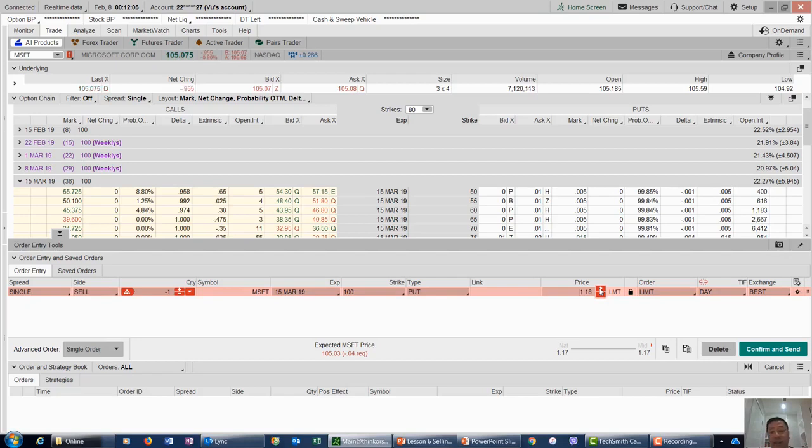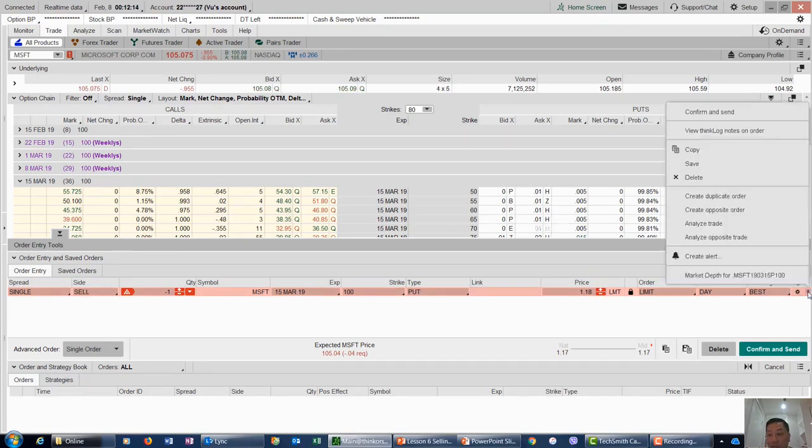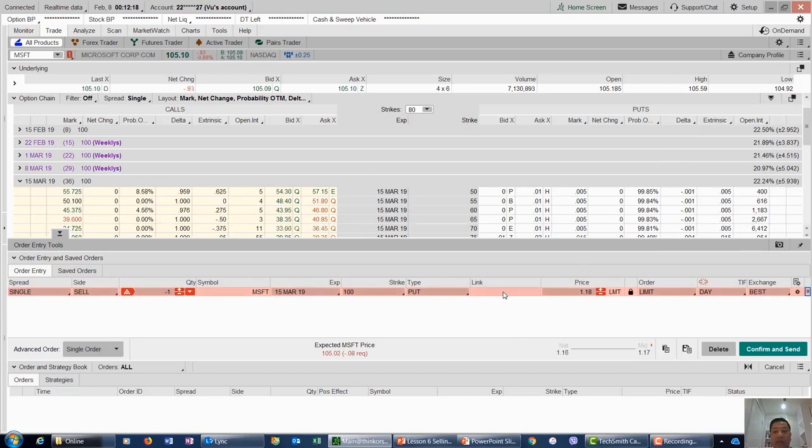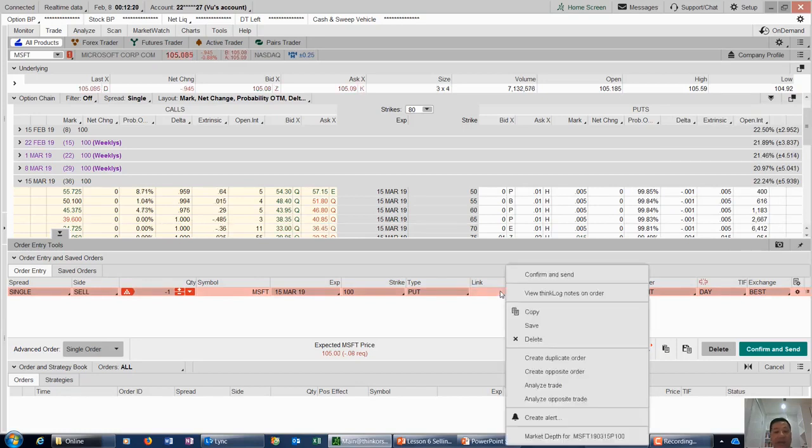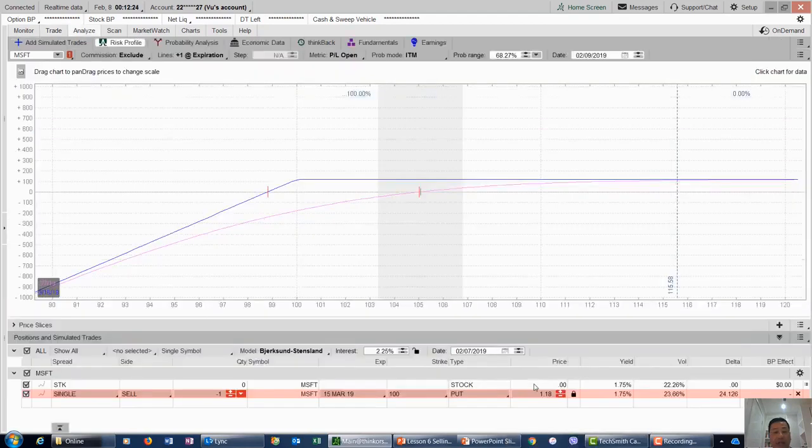Before I send it out, I want to check the P&L line of the trade. One way to do it is to click in here and analyze the trade, or you can do it like I usually do: right click on any place in the panel here and click analyze trade. Then you can see the P&L of the trade.